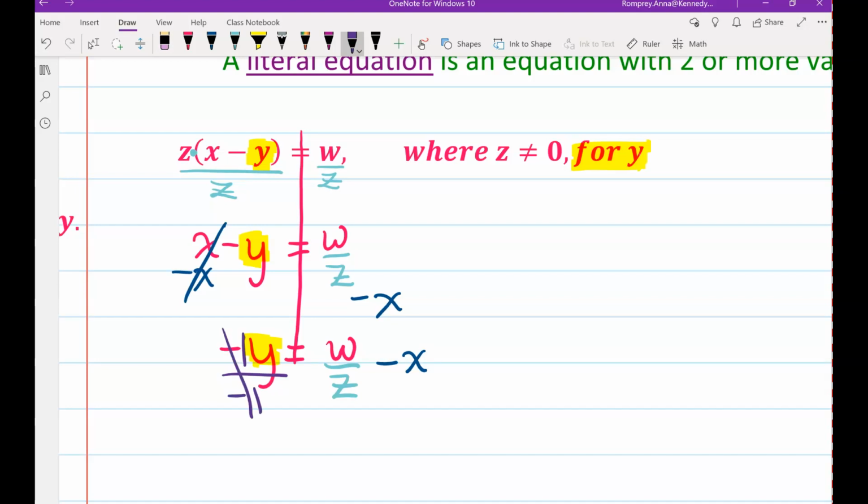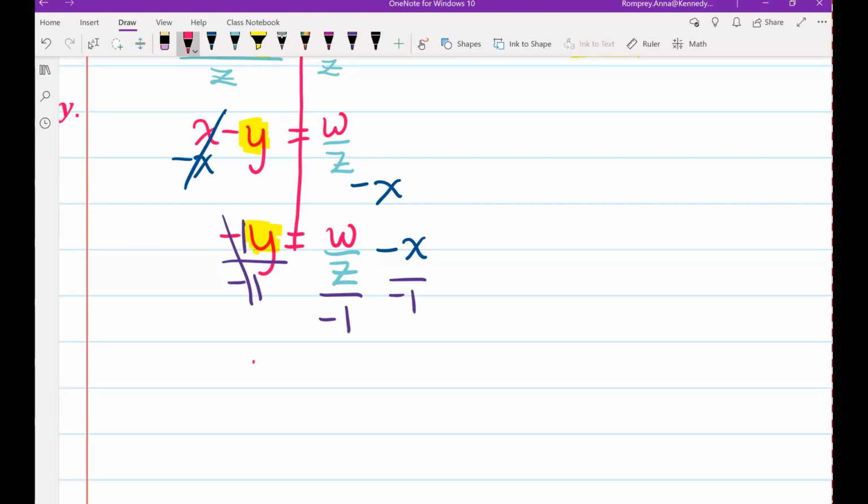Now, since we are dividing, you must do it to every term. Multiplication and division has to get done to every term. So I'm dividing w divided by z by a negative 1 and negative x by a negative 1. So we're left with y equals, so w divided by z divided by a negative 1. Okay. Well, if I divide a positive by a negative, what's going to happen? It's going to become a negative w divided by z. And then negative x divided by negative 1 becomes positive x.